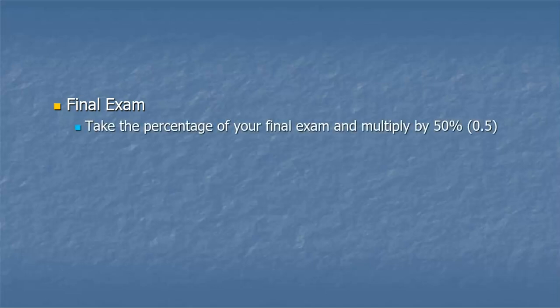Now my final exam, I'm going to take the percentage of that final exam and multiply it by the 50% because it's only one exam. Well, I bombed the final. I got a 55%. Now I'm sweating it. Am I going to pass the course? Well, I'm going to take that 55% times the 0.5, and that's going to give me 27.5.